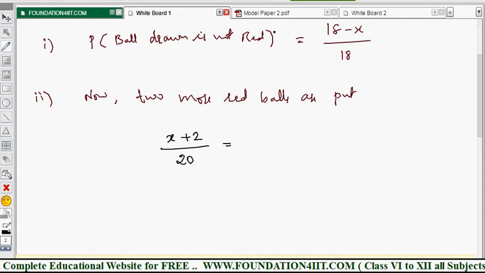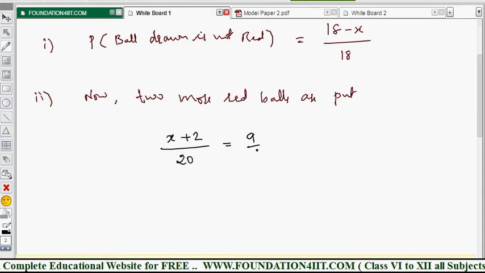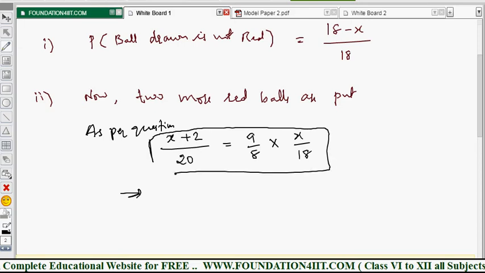Now this probability is equal to 9 by 8 times the probability of drawing a red ball in the first case. That means 9 by 8 into the previous, which is x by 18, because the previous red color balls is x, and the probability is x by 18. Yes, this we can solve, and we'll get the value of x. That's simple. As per the question, this is the condition. Now you can solve this to get the value of x.